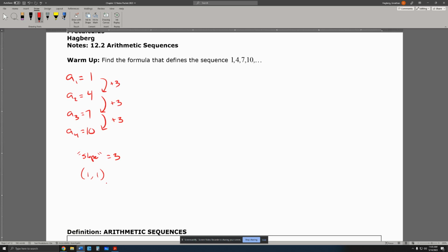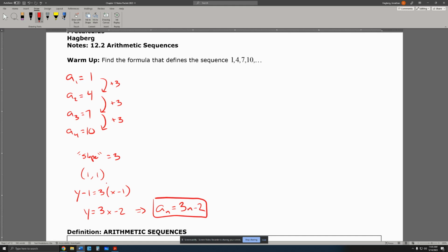So defining the linear equation using point-slope form, we get y minus y1 is equal to m times the quantity x minus x1, or we get y minus 1 equals 3 times the quantity x minus 1. And then solving for y, putting in the slope-intercept form, we get y equals 3x minus 2. Using sequence notation, we get an is the output, right? The term in the sequence is equal to 3n minus 2, where n is the number term in the sequence.